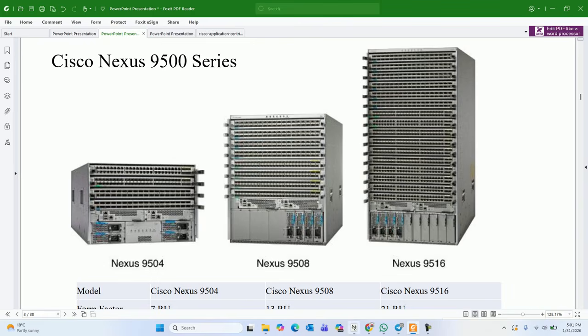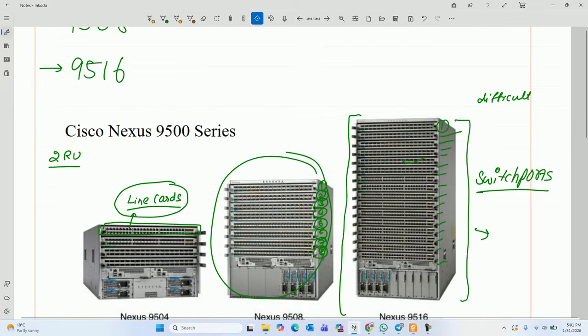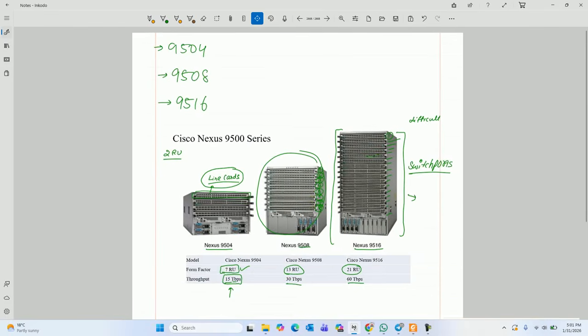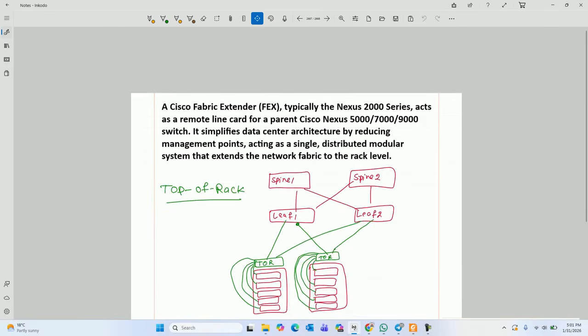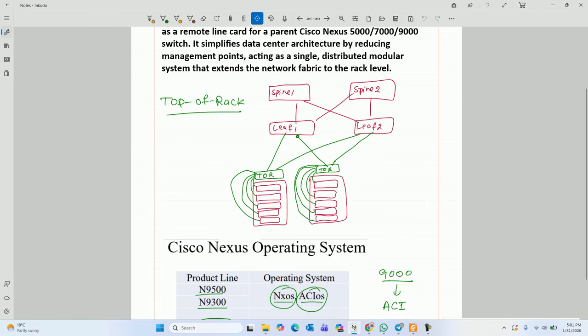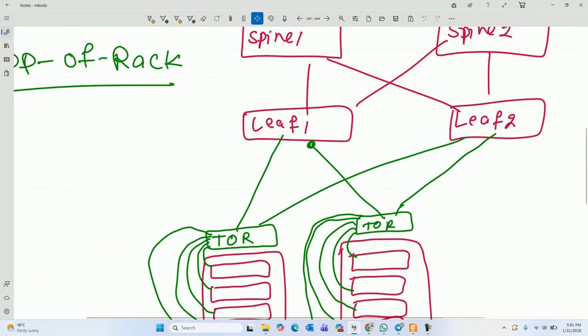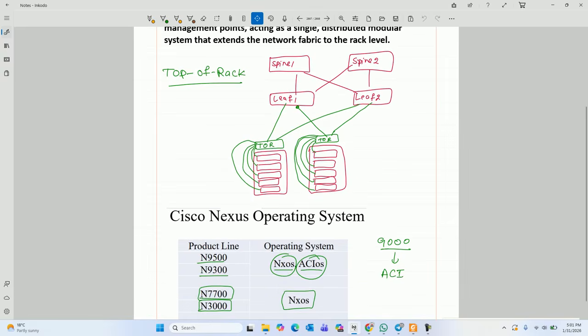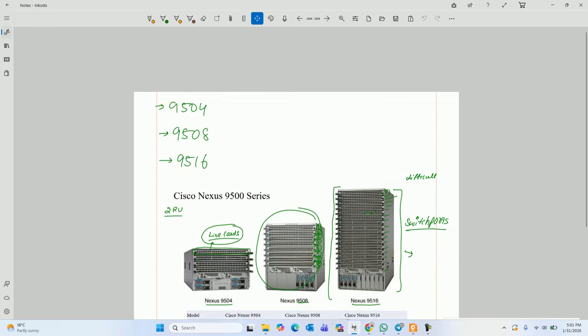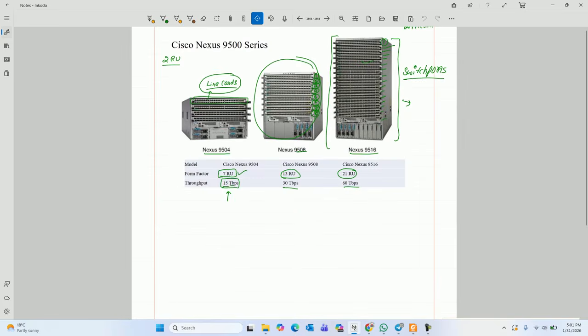Spine does not manage anything, guys. Spine is also a layer of switches. When we discuss this network architecture, the spine switches do not manage anything. The spine switches are a layer of switches. They don't manage the leaf switches. They're also switches. So this is a network architecture. We'll discuss it.